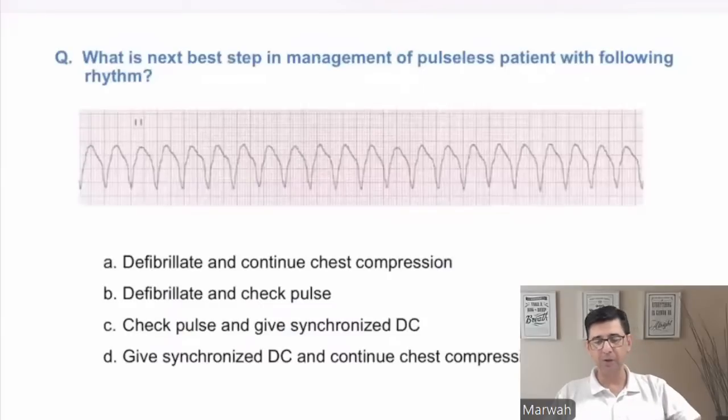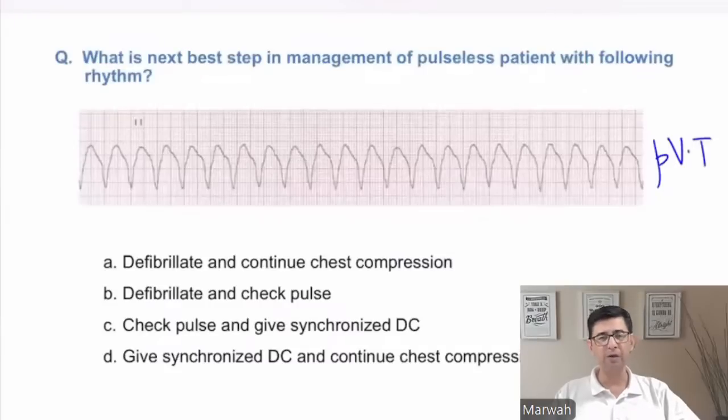The question talks about broad QRS tachycardia. That would be monomorphic VT, and this is a pulseless VT. So we will have to defibrillate anyway, and trying to check pulse is a waste of time. We would like to continue chest compressions in this patient. So defibrillate, and CPR.